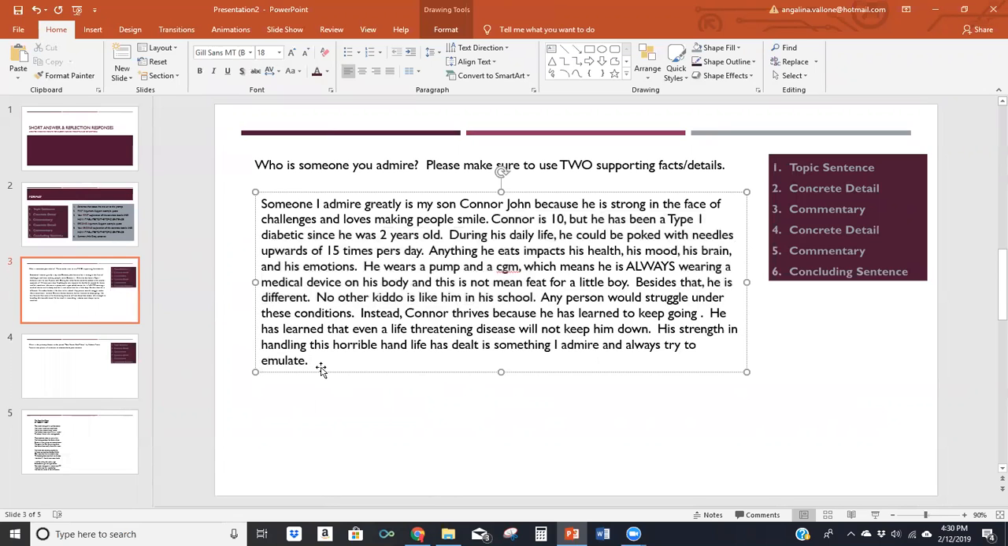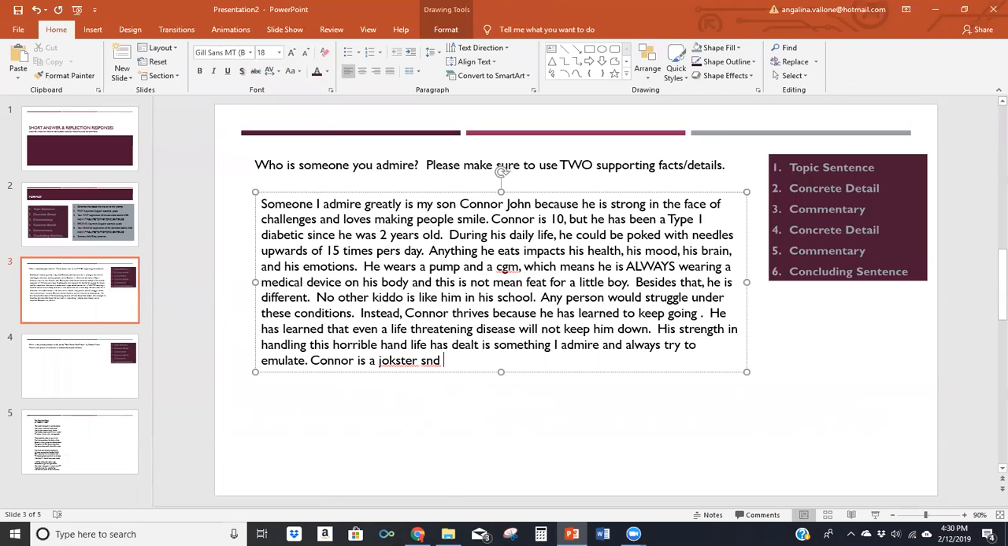Okay, so then the next part, I've only done 1, 2, and 3 so far. So then I got to do 4 and 5. So my second thing I say is he is strong in the face of challenges and loves making people smile. Connor is a jokester. Is that the right spelling? I think that's the right spelling. We'll figure it out here in a second.